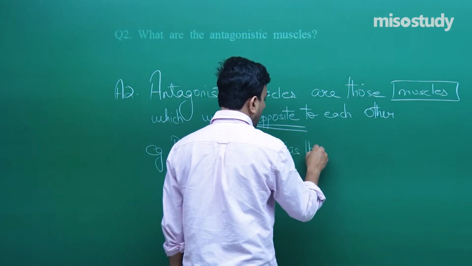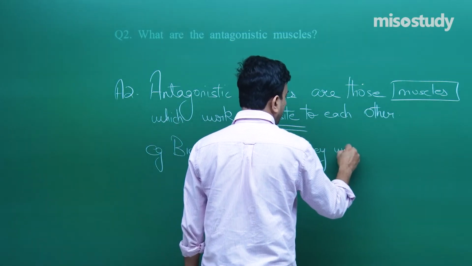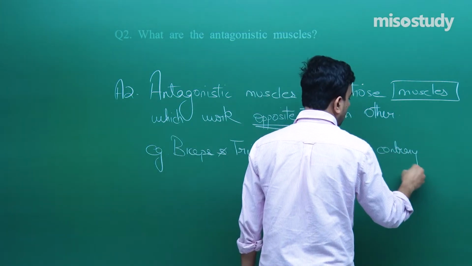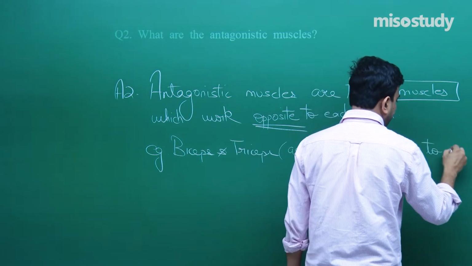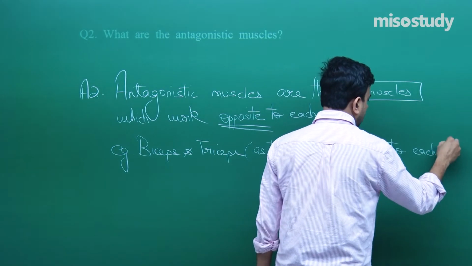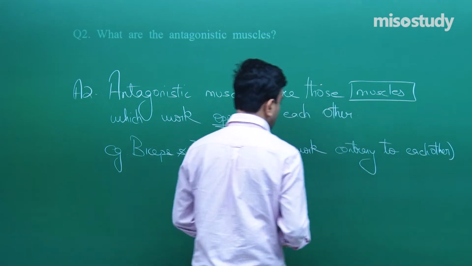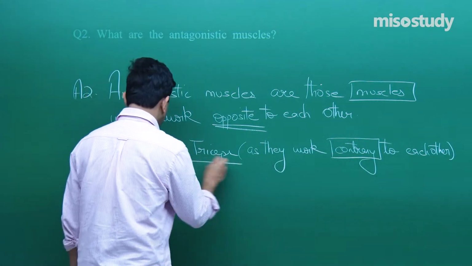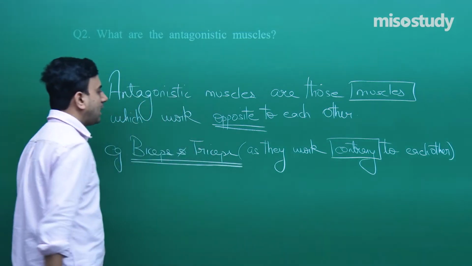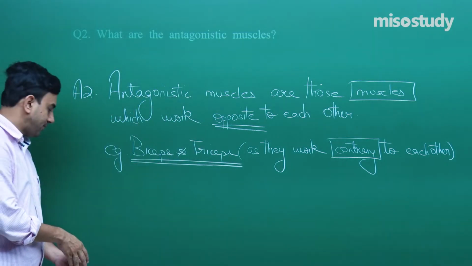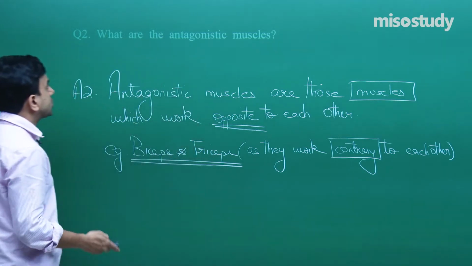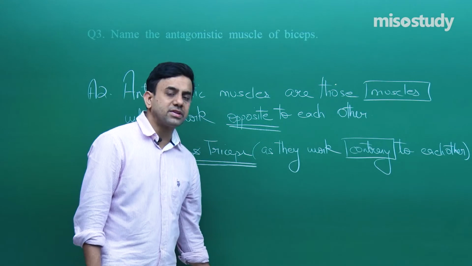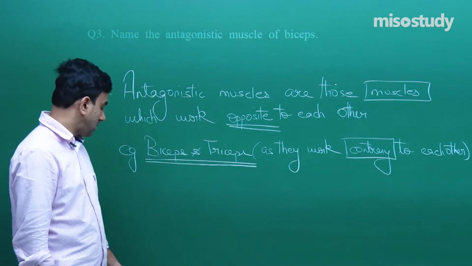As they work contrary to each other, the biceps and the triceps. We move on to the next question. Name the antagonistic muscle of the biceps. The antagonistic muscle of biceps are the triceps.